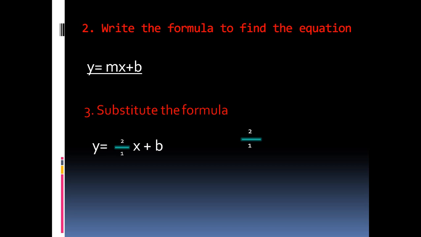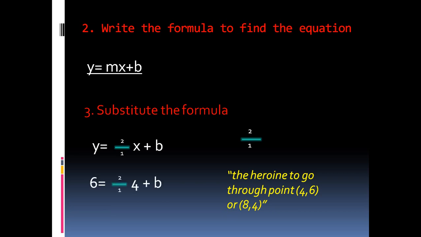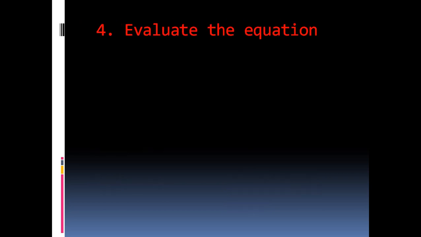To find b, we need to substitute y and x from this. So we can choose one of the coordinates. I'll choose this one, and then substitute it in. So 6 is y, while 4 is x. And this is how it looks. Now we're done with substituting into the formula. Now we need to evaluate the equation, which might be easy for some of you, but follow me if you need help. 6 equals 2 over 1 times 4 plus b.